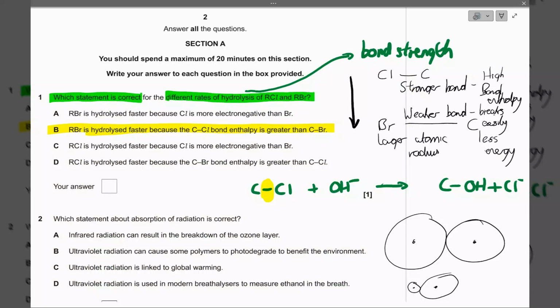We'll quickly go over why the other ones are wrong. A, hydrolyze fast because C is more electronegative. Electronegativity has nothing to do with it. Okay, so if you see electronegativity, you're just going to cross those out. R-Cl is hydrolyzed faster because C-Br, well, R-Cl is not hydrolyzed faster. R-Br is hydrolyzed faster, so that's wrong as well. Okay, and that is your answer to question number 1.